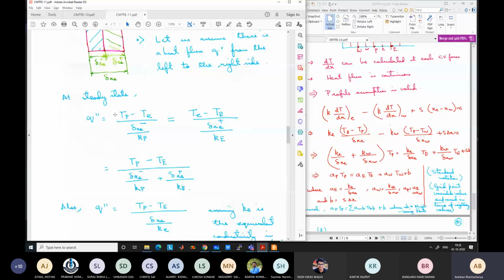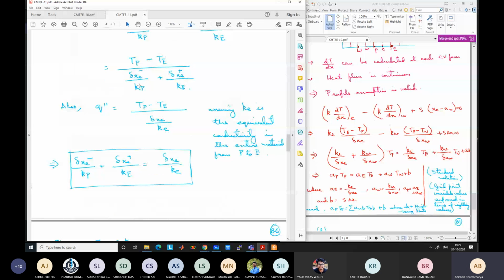So from these two equations, we get that delta Xc minus by Kp plus delta Xc plus by Ke is equal to delta Xc by K small e. This is the formulation for interface conductivity, the general formulation in case delta Xc minus and delta Xc plus are not equal. Instead of an arithmetic mean, this is the harmonic mean. So we see that in the actual physical case, the harmonic mean is a better physical representation of the interface conductivity.